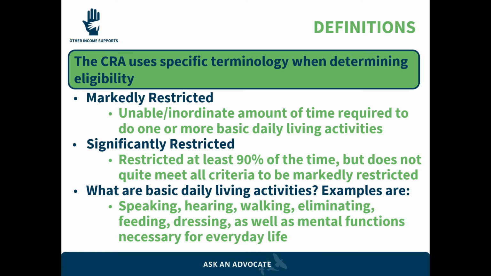Additionally, an inordinate amount of time often equates to around 3 times longer than on average. Although markedly restricted and significantly restricted are very similar, being significantly restricted would be to say that the person does not quite meet the criteria to be considered markedly restricted. It does still mean that the person's vision or ability to do a basic living activity is still greatly restricted at least 90% of the time.